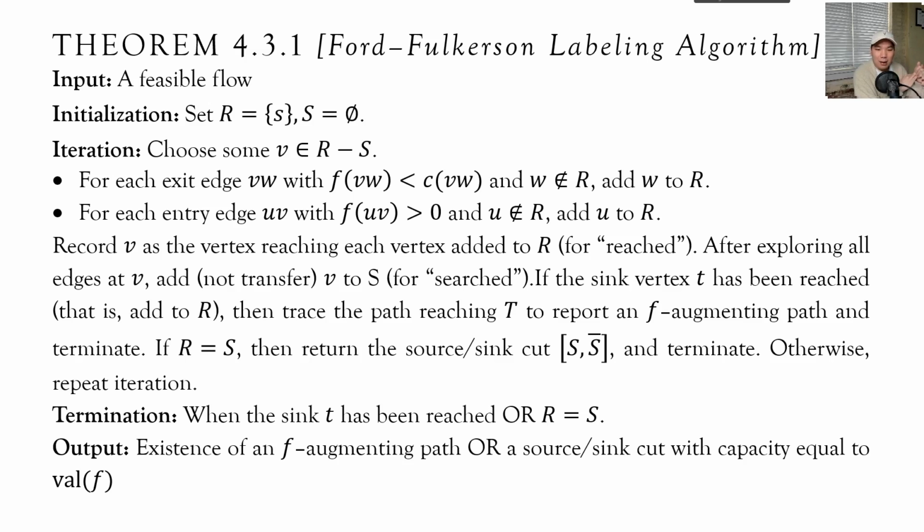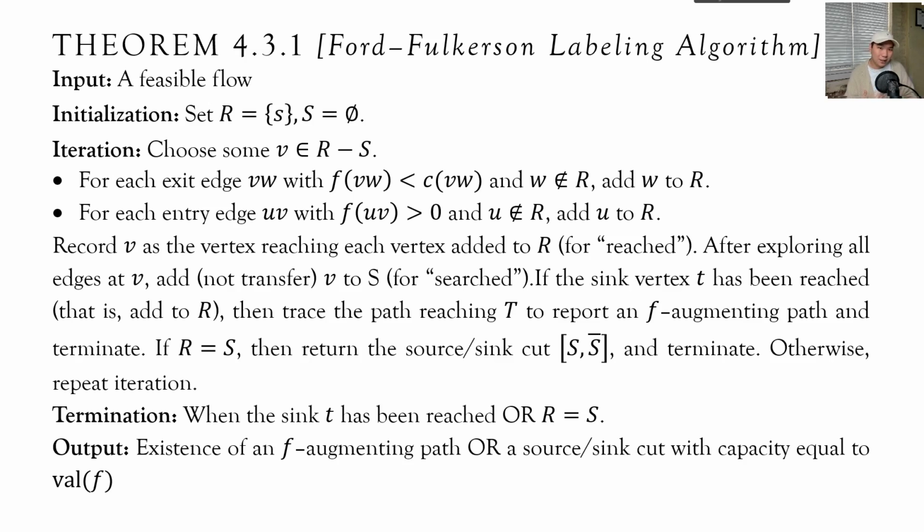Now we're just going to keep repeating this iteration until I reach my sink vertex, that is, I reach my end goal, or until I am no longer able to reach my sink. Depending on this outcome, it tells us whether I have an F-augmenting path, in other words, whether I can improve my flow. Or if I can no longer reach my sink, this tells me that the flow currently present is a maximum flow. That is, I use as much of my capacity as possible.